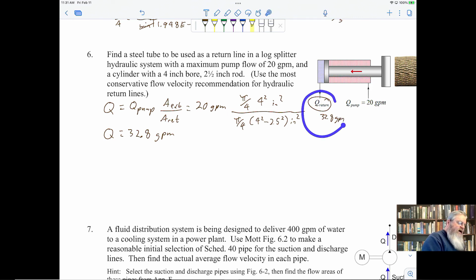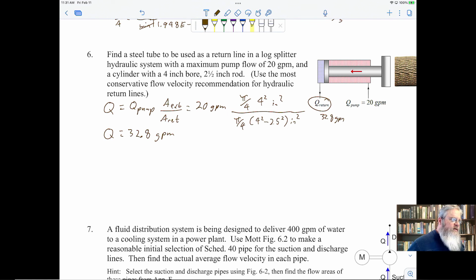If you've forgotten how that works, really refresh yourself from your hydraulic notes from last semester and make sure that this is completely comfortable to you, because we've talked about this a fair bit in the past. That's our flow. We need a return line big enough to carry that flow at something like a decent speed. Well, what are we calling a decent speed again?